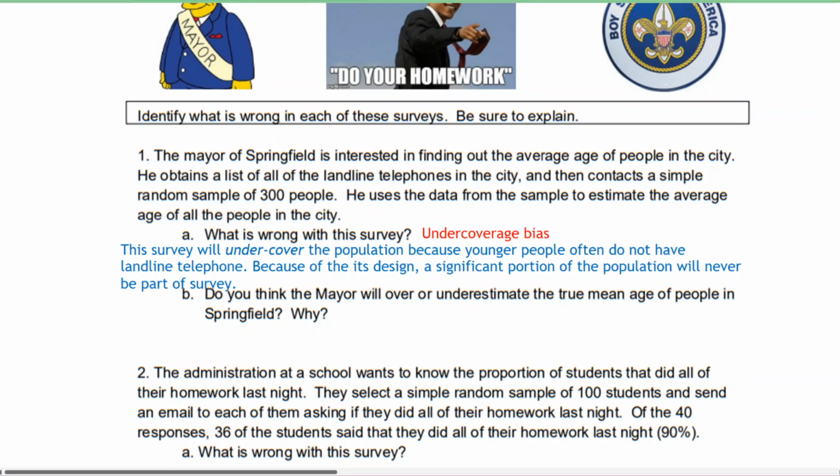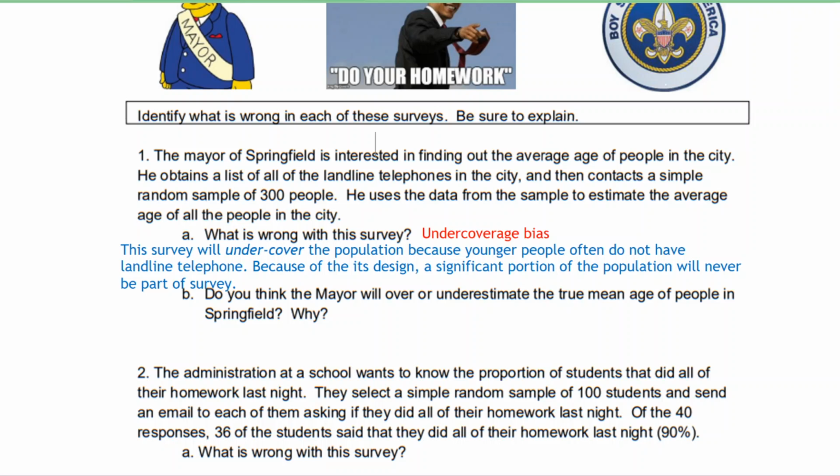This survey is going to undercover the population because mostly younger people often don't have a landline telephone. Most of the time, younger people will just have a cell phone. And since a cell phone is not a landline, they will not be included in the survey. So because of the design of the survey, a significant portion of the population will never be part of this survey.